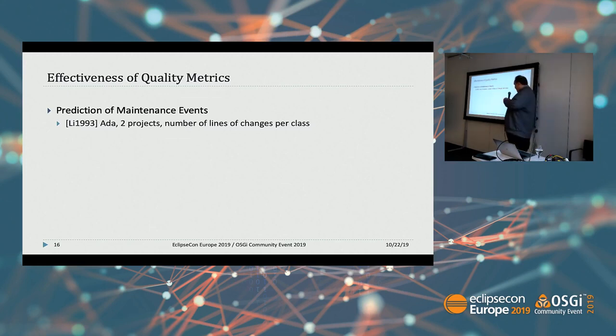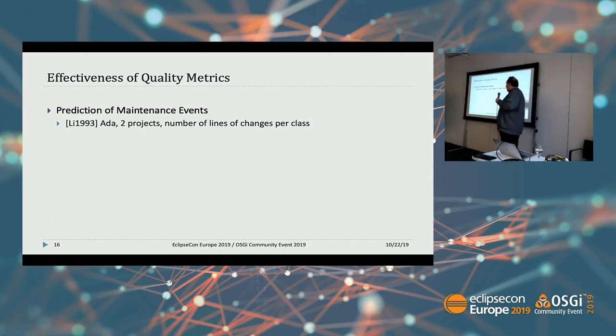Right? So one study, for instance, by Lee and others in 1993 looked at two Ada projects and essentially tried to see to which extent those different metrics are a good predictor for the number of changes per class, right? And that would be, if a class is changed often, an indicator of how the long-term maintainability of a class is.